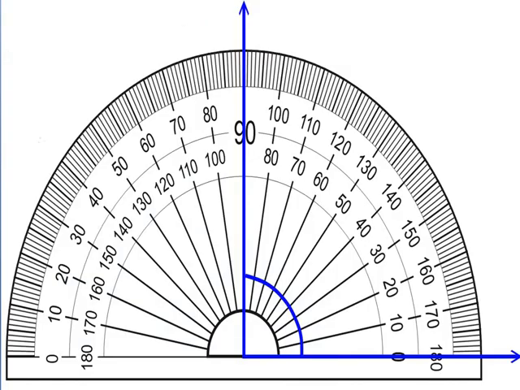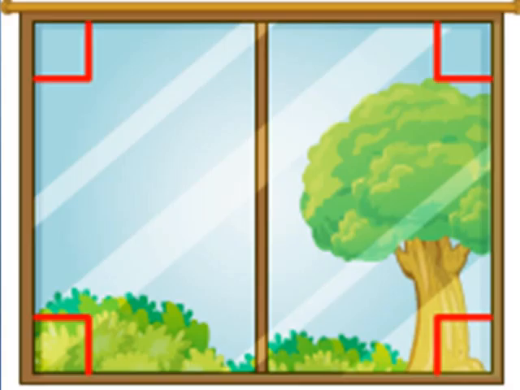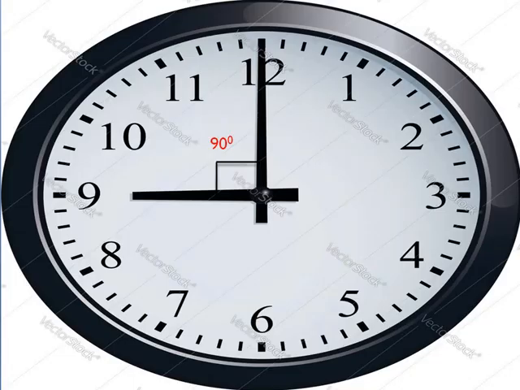Here you can also see in a protractor, this is the 90 degrees and the remaining part will also be 90 degrees. If you take a window, the corners are each 90 degrees. Even if you take your notebook, the corners are 90 degrees. In this watch 9 o'clock is 90 degrees. Not only that, 3 o'clock will also be 90 degrees.